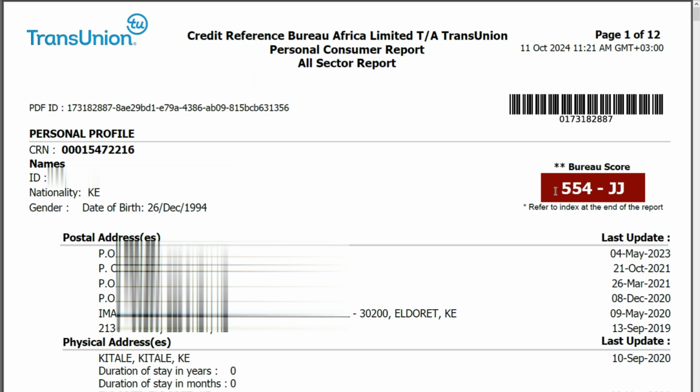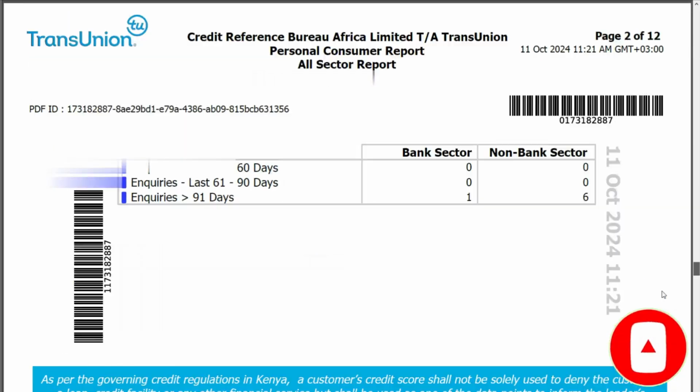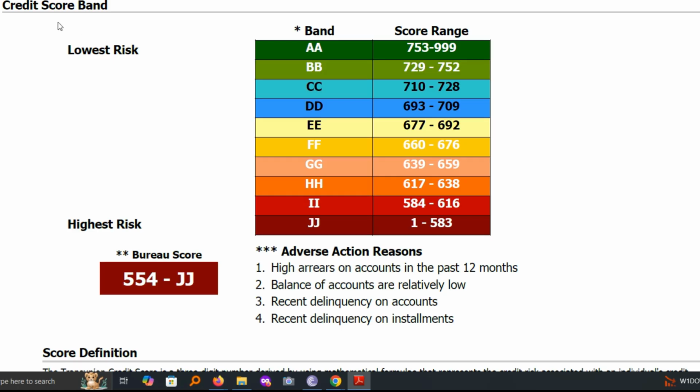One of the things you will see on a CRB report is your score. This is what you call your credit score. This credit score is awarded based on your transactions, on your behavior over time. The best way to interpret this score is to go to the bottom of this report. If you go to the last page of this report, you can see what we call the credit score band. Now, this is a measure of your credit score. As you can see, this person has 554. That's how they are rated.